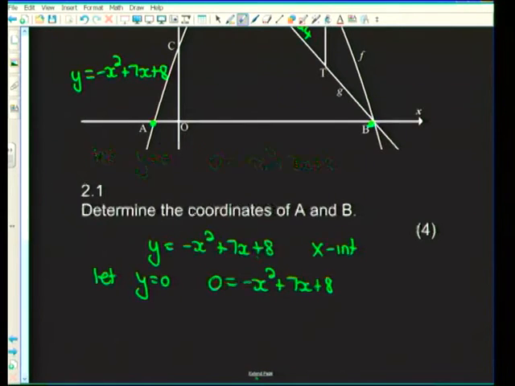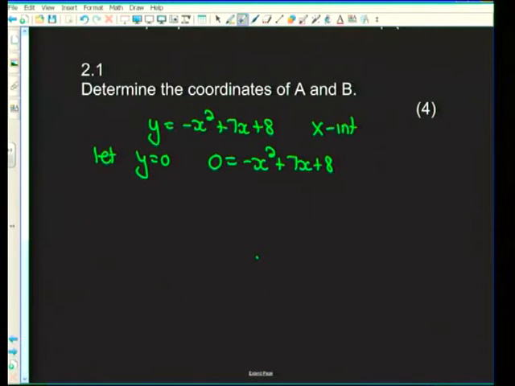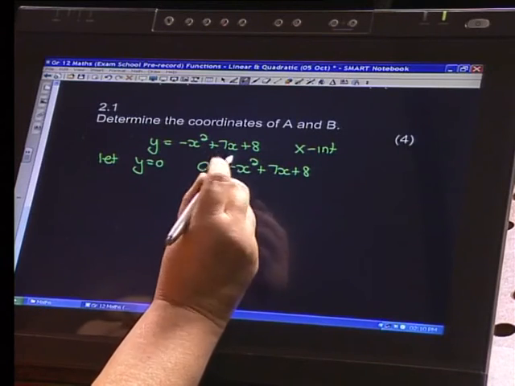Now, if we look at this, some people try to factorize with a negative there, but that's never a good idea. Rather have a positive x squared term.